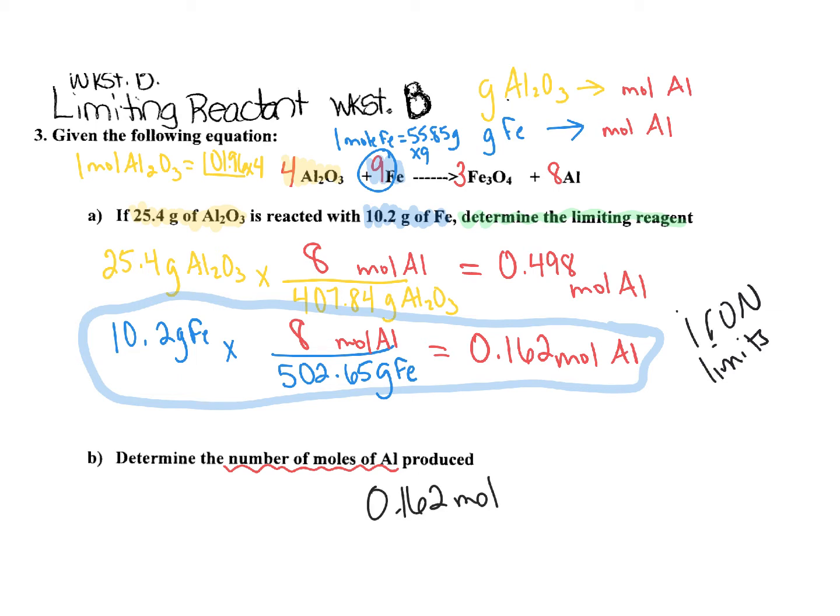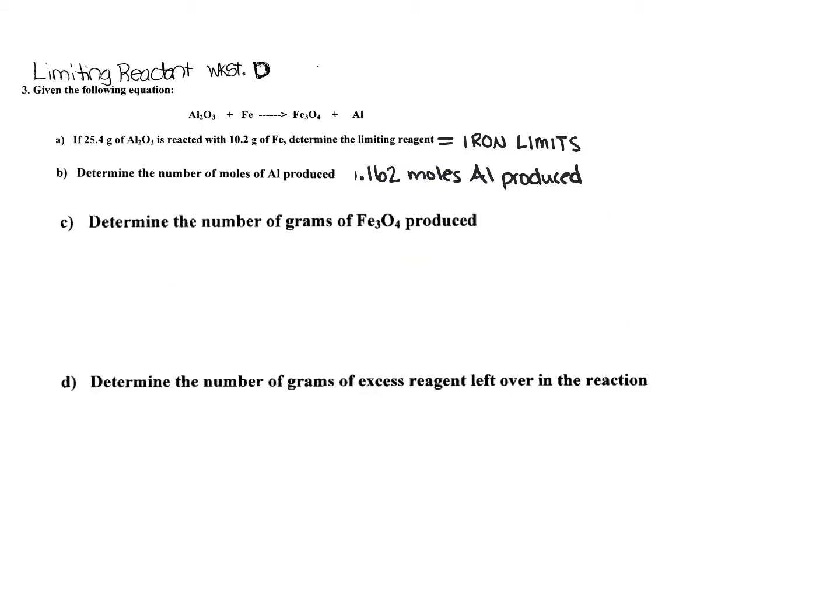0.162 moles of aluminum. So we know that iron limits us, and we know that we're only going to be able to make 0.162 moles of aluminum. So we're not going to use any of the 25.4 grams of aluminum because we're not going to be using all of that. We do know we're going to use all 10.2 grams of iron. We do know we're going to make this much aluminum.